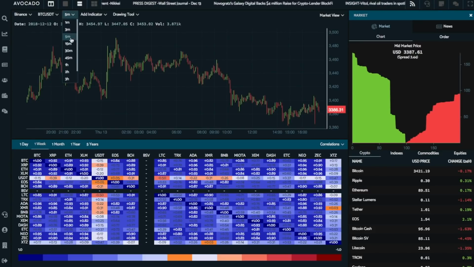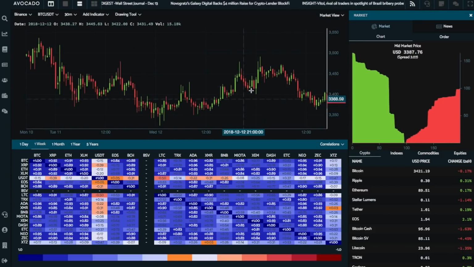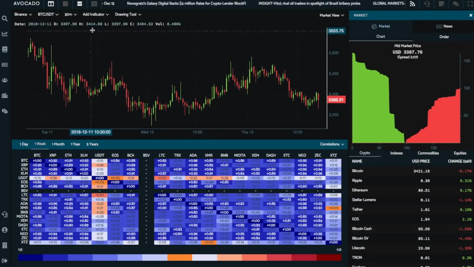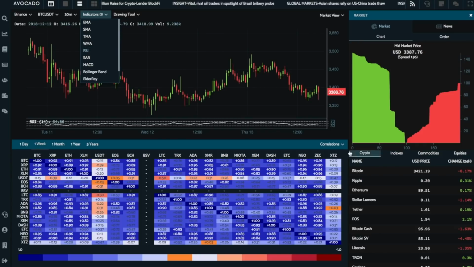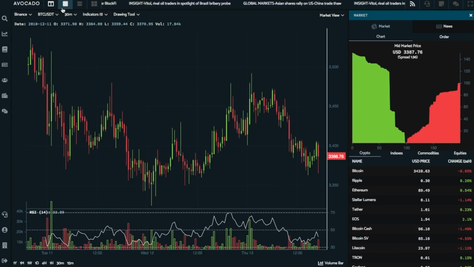And then obviously, being able to switch between different periods on charts. This is pretty much standard stuff you can get anywhere. But just the ease of use and being able to add different indicators, RSI being a popular one, and being able to expand that out easily, etc.